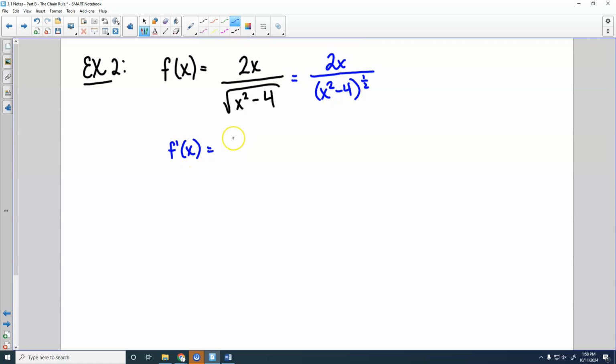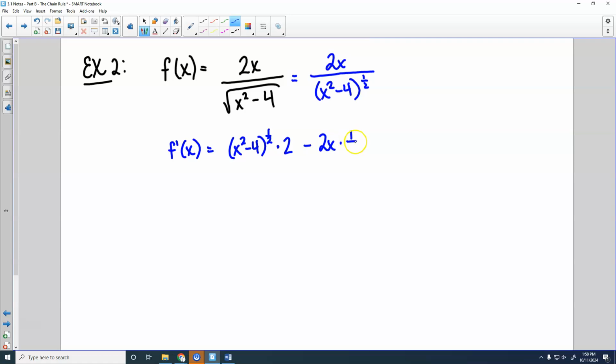So we got low d high. What's the derivative of the top? 2. Minus high, which is 2x, d low. Here is where the chain rule comes in. We've got to use the chain rule to take the derivative of that denominator.